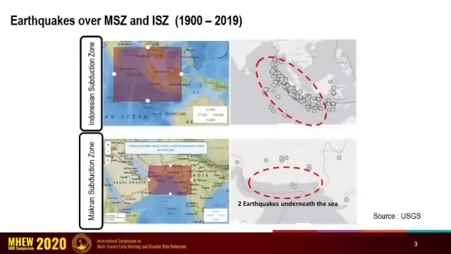This study focused on finding the behavior of earthquakes having a magnitude above 6.5 and depth less than 100 kilometers at the Indonesian subduction zone and the Makran subduction zone. So just compare these 2 pictures. This is the Indonesian and this is the Makran subduction zone. You can see that over the Makran subduction zone, there were 2 earthquakes underneath the sea having the physical parameters mentioned earlier, but in the Indonesian zone there were more. So the Indonesian zone is much more active than the Makran subduction zone.